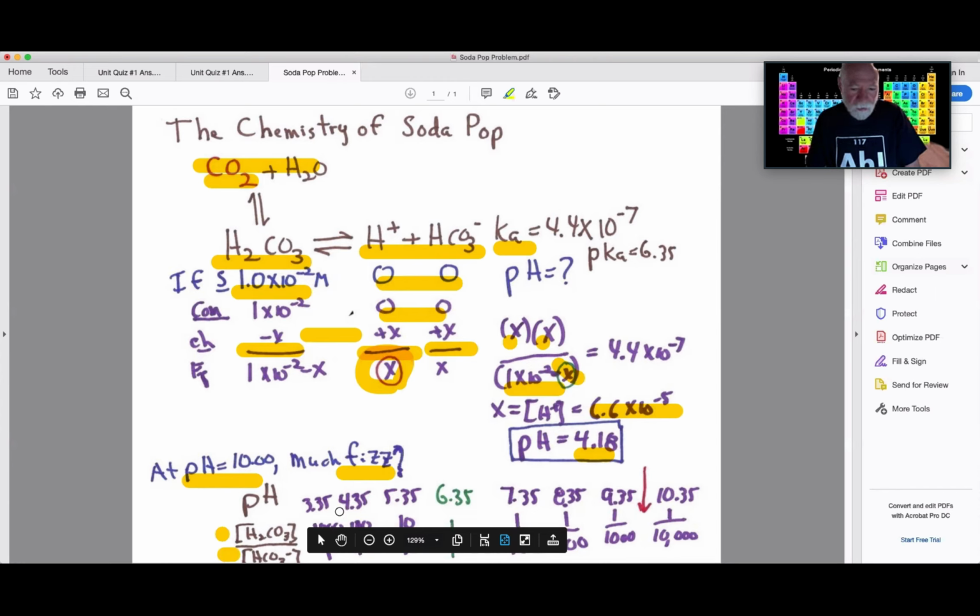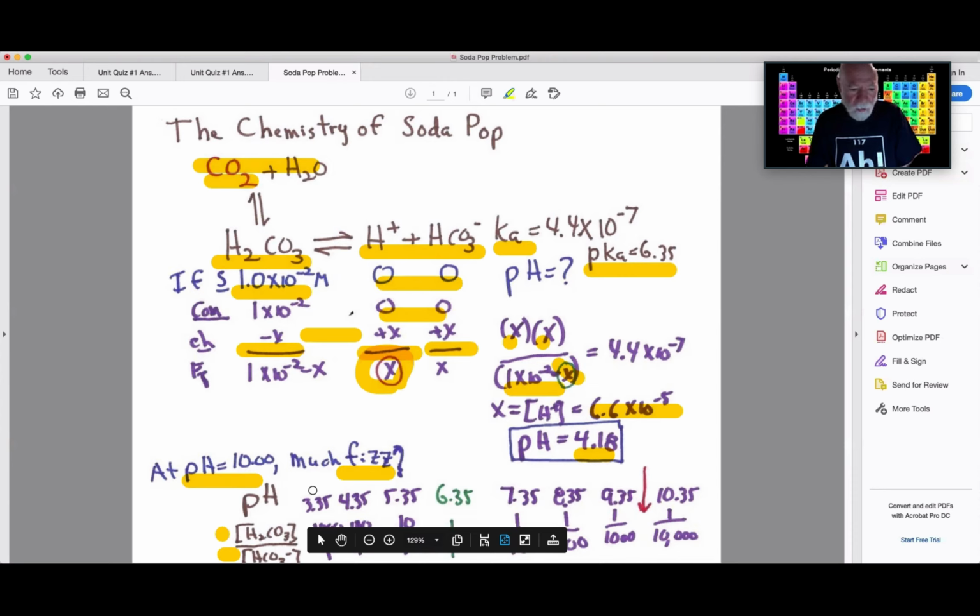Now, when anybody asks you for a ratio, I think the easiest thing to do is the table method. So this is what I did. I've got a table going here of pH versus the ratio of carbonic acid to hydrogen carbonate. Notice that I started with 6.35. Why is that? Because 6.35 is the pKa. It's the minus log of 4.4 times 10 to the minus 7. In fact, I marked it up here. So the pKa is 6.35, and you always want to start your table with that.